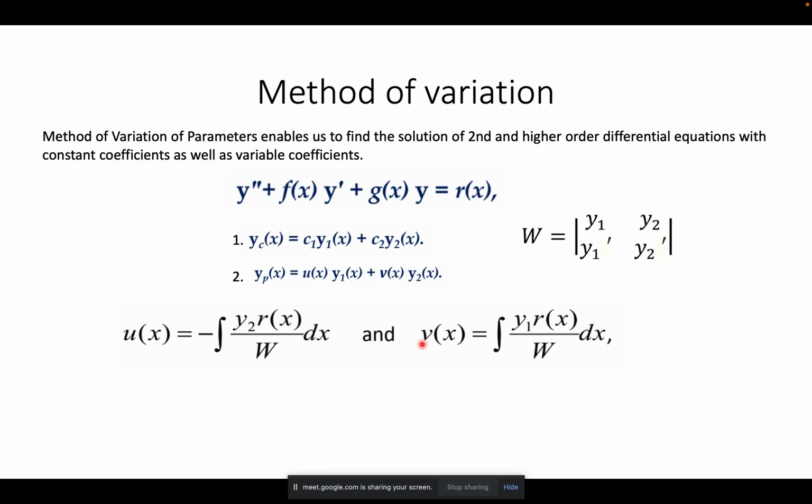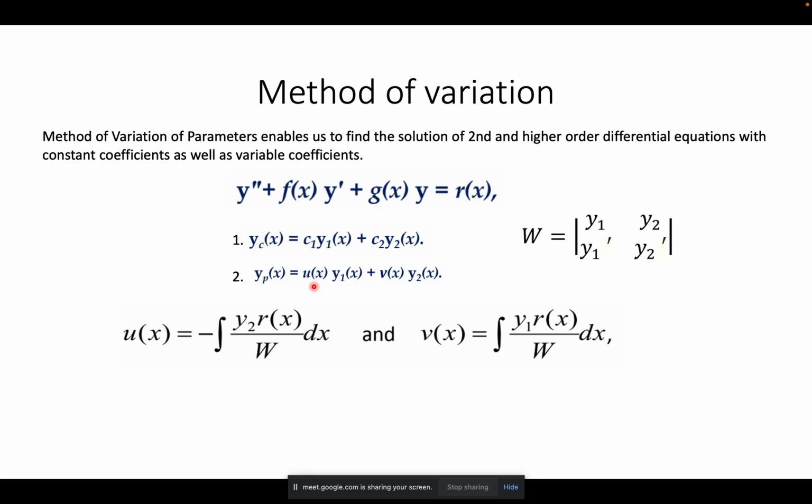And similarly, after finding the complementary function, you need to find the particular solution of this differential equation. The particular solution can be written as u(x) y1(x) + v(x) y2(x). You already know the values of y1 and y2. So what remains is just to find the values of u(x) and v(x), and after that you will be able to write the complete general solution of the given differential equation.